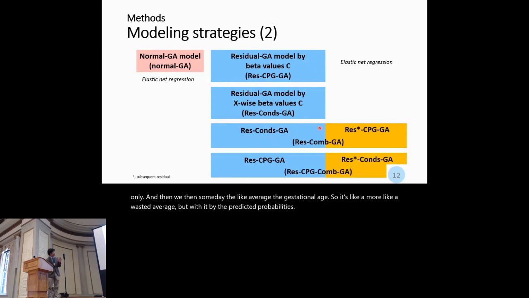And then we also combine that. After we use the medical conditions and gestational age, we again predict the next residual, the subsequent residuals, with only the CPGs, because we understand that we don't have all of the medical conditions. But first, we need to find out which part of the residuals is actually explained by these medical conditions.